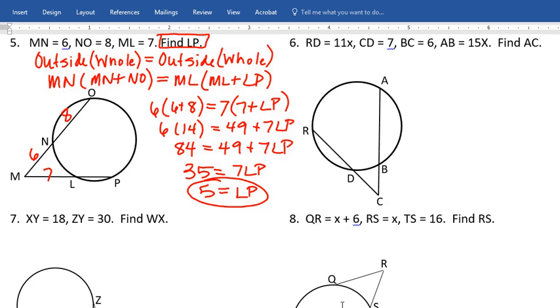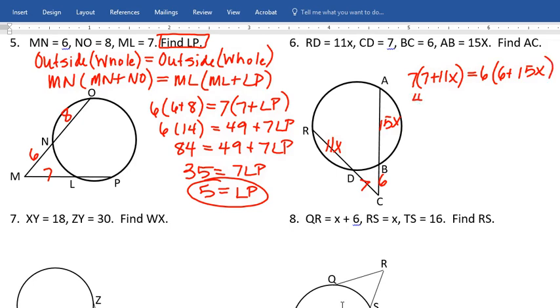All right, number 6. I'm going to go ahead and just label this one first because we've got our process: outside times whole is equal to outside times whole. So RD is equal to 11x, CD is equal to 7, BC is equal to 6, AB is equal to 15x, okay? And this time we're going to find AC when we're all done. So on this one, we're going to do outside, which is 7, times our whole, which is 7 plus 11x. Set that equal to 6 times 6 plus 15x.